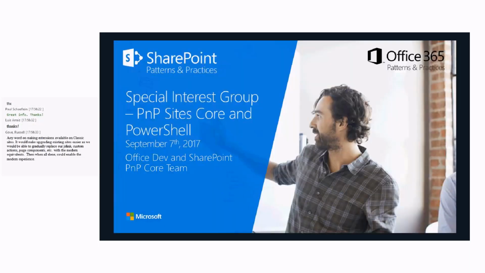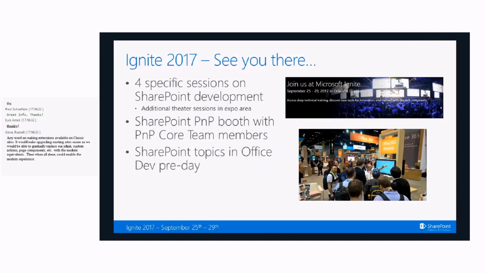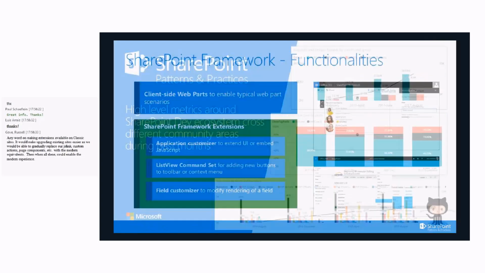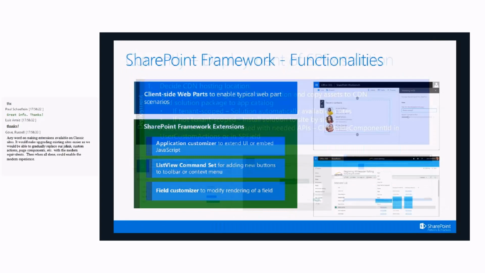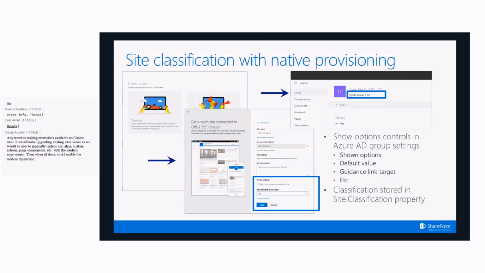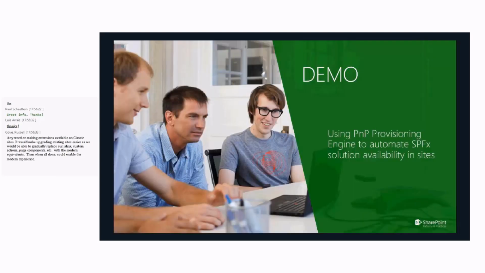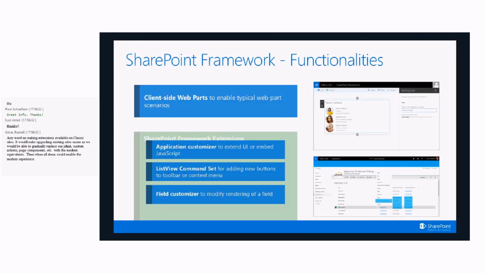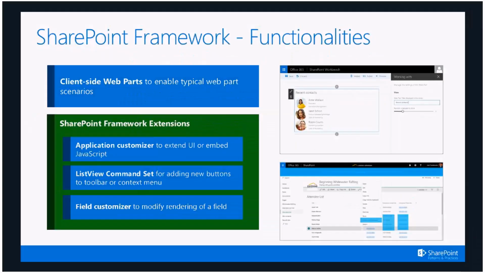Any word on making extensions available on classic sites? Right now, we're not looking at that actually happening. The thinking behind that is, a great question from Russell around extension availability on classic versus modern, so let's talk about that slightly. The thinking is that if you are using a classic experience, then you can use the classic user custom action, JS link, and all of those capabilities.